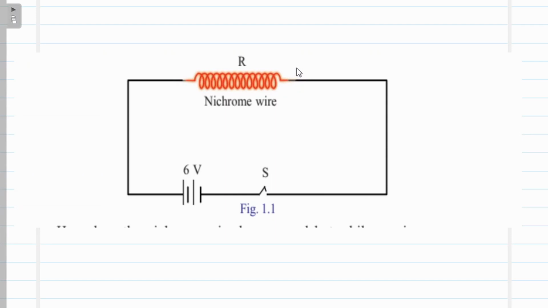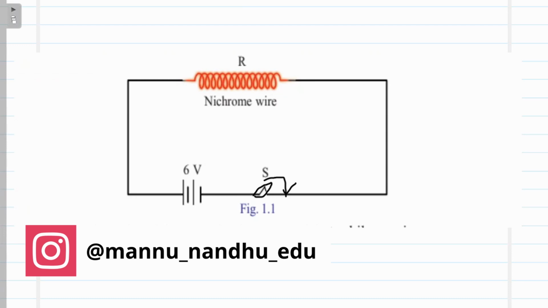and it is connected with the other end of the nichrome wire. Is it a closed or open circuit? When your switch is on, it becomes a closed circuit. Otherwise, it will be an open circuit. Got it? This is the circuit diagram for that experiment.